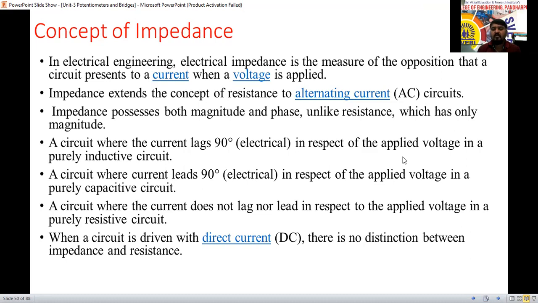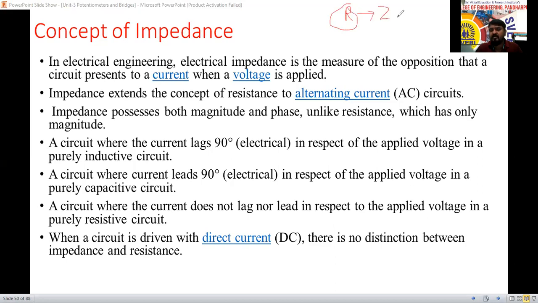Can anyone tell me what impedance means? Okay, leave that one. Does everyone know the definition of resistance? I am not asking for the exact definition. What is the function of resistance? It opposes the flow of current. In the DC bridge, we use resistance. But in the AC bridge, the resistances are replaced by impedances.